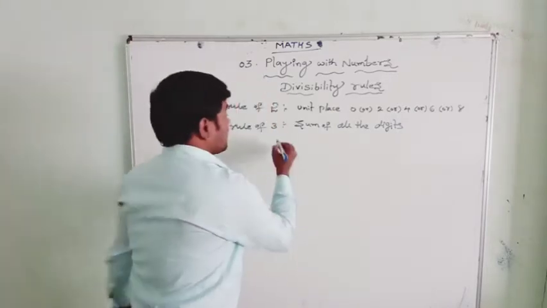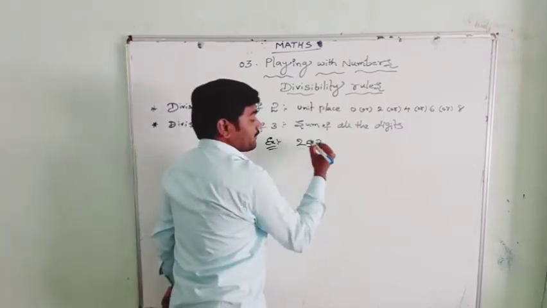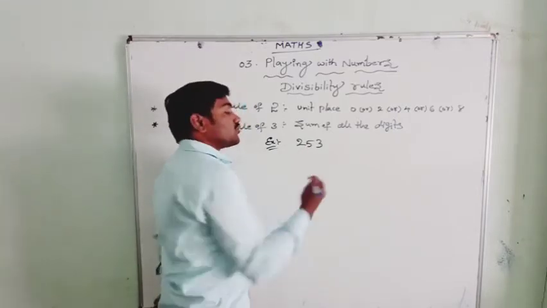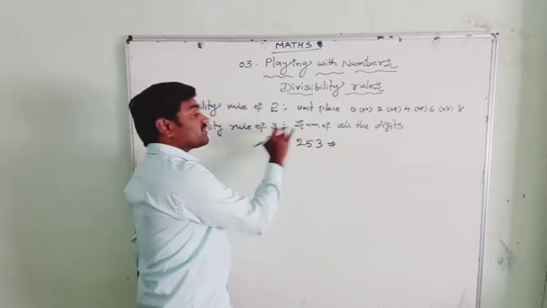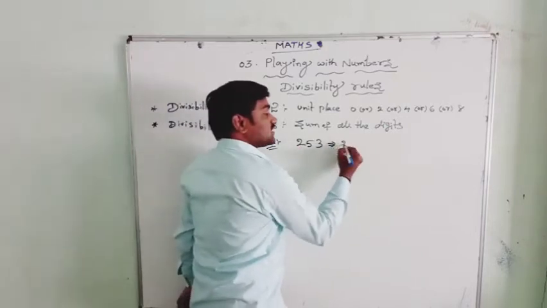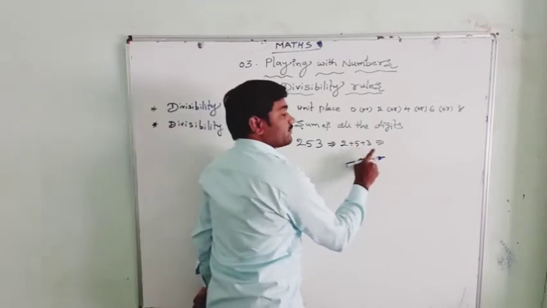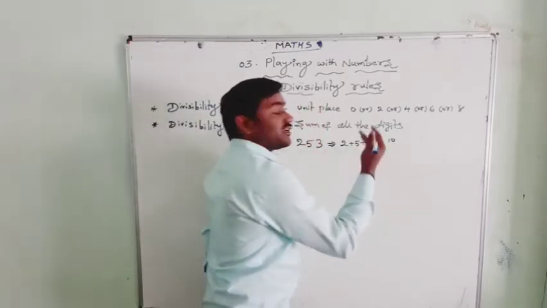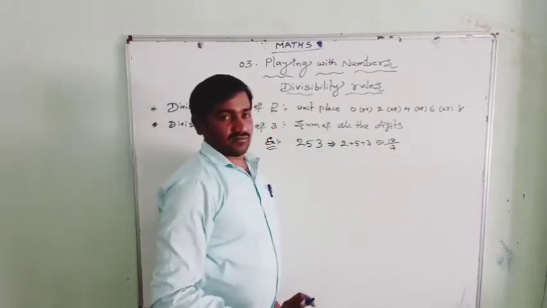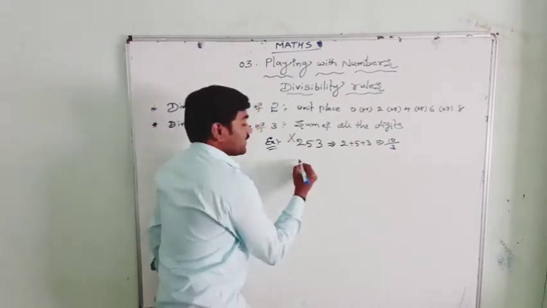Let me give you one example here so that you can understand. 2, 5, 3. Let me check this 253. Is it divisible by 3? I don't know, so let's go for that. Our rule of divisibility by 3 is the sum of all the digits in the given number. Let us add these digits: 2 plus 5 plus 3. So what will we get? 2 plus 5 is 7, 7 plus 3 is 10. Here 10 is not a multiple of 3, or else this 10 is not exactly divisible by 3. So this 253 is not divisible by 3. Here we can know.